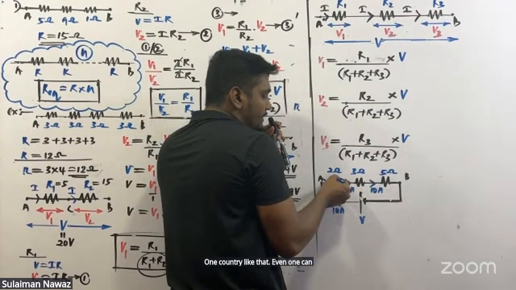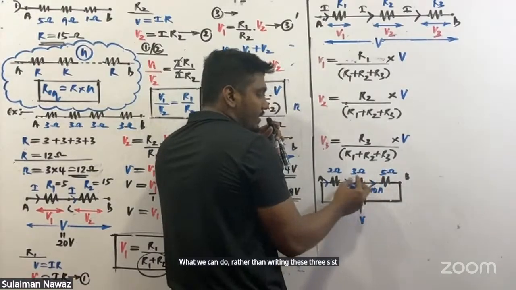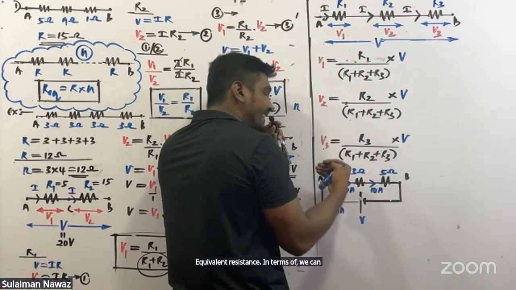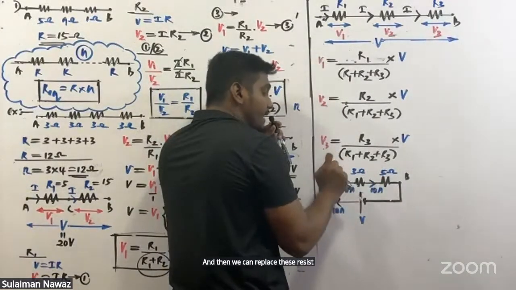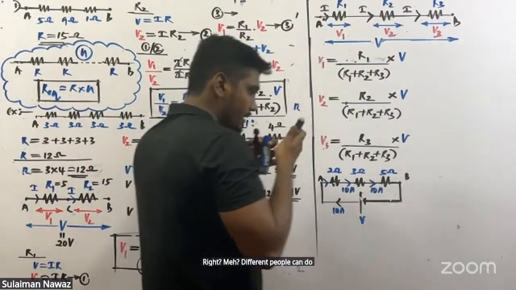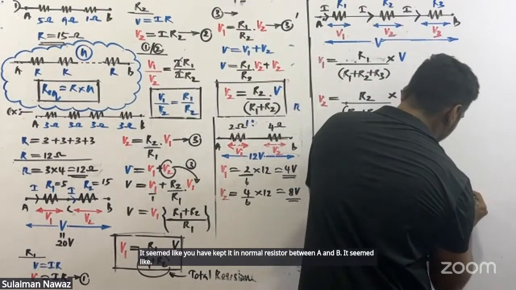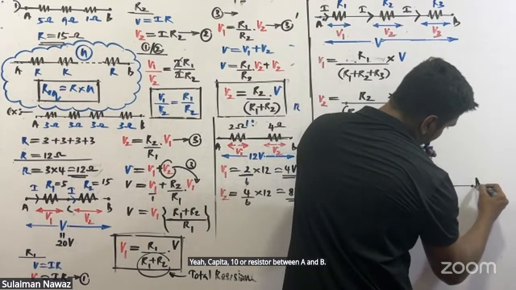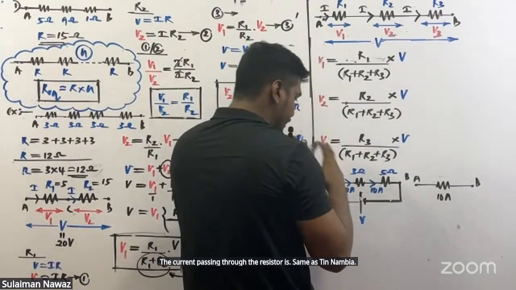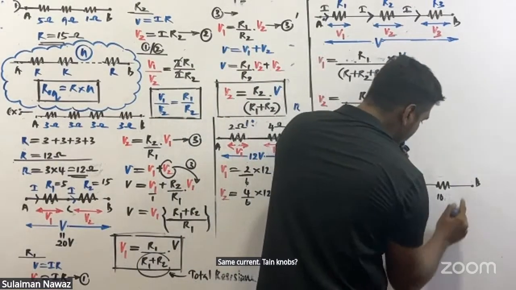Even one can consider, since these three resistors are in series, rather than writing these three resistors, we can write the equivalent resistance and replace these three resistors by it. 2 plus 3 plus 5, 10 ohms, right? Different people can do different things. Then the equivalent resistance between A and B is 10 ohms. It seems like we have kept a 10 ohm resistor between A and B. The current passing through the resistor is the same 10 ampere. Current doesn't change when you are finding the equivalent resistance. 10 ohms, 10 ampere current.